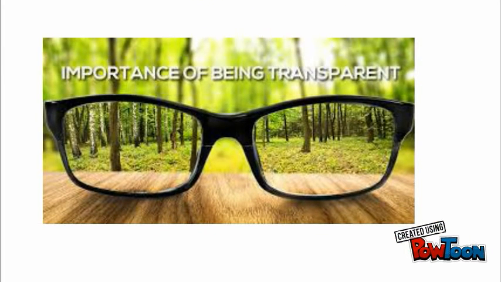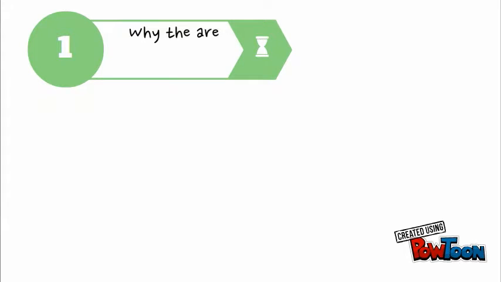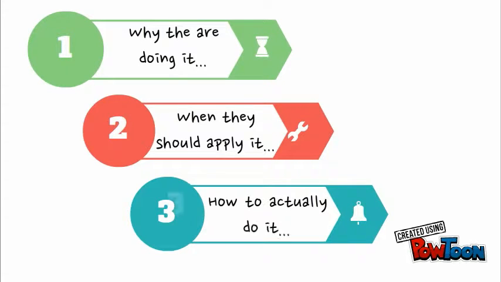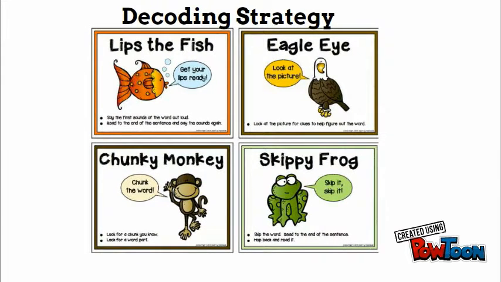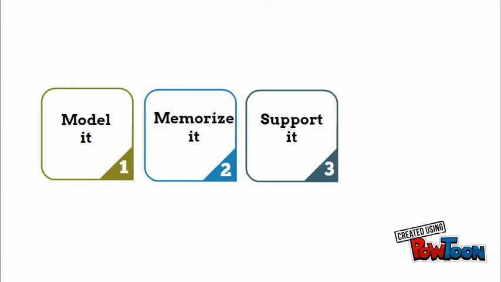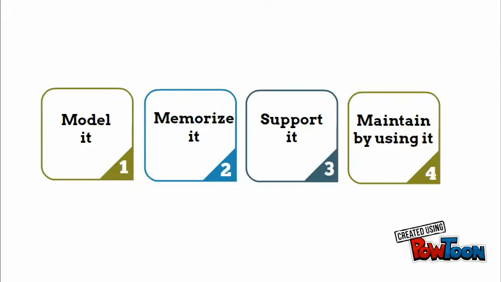However, you do need to be very transparent with the students so that they know how to do it. That means that you discuss why they do it, when they should apply it, and how to actually do it. In this case, we use the decoding strategy. Of course, you model it, teach them to memorize it, support them while they use it, and then have them maintain it by using it independently.